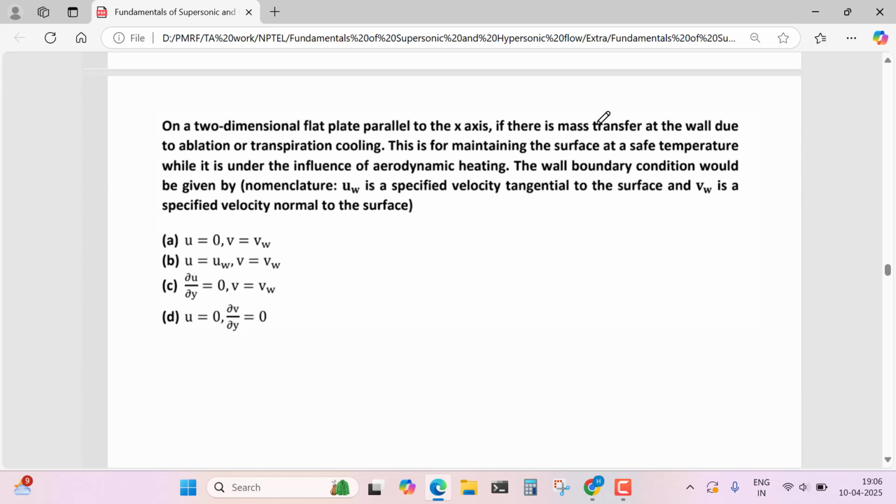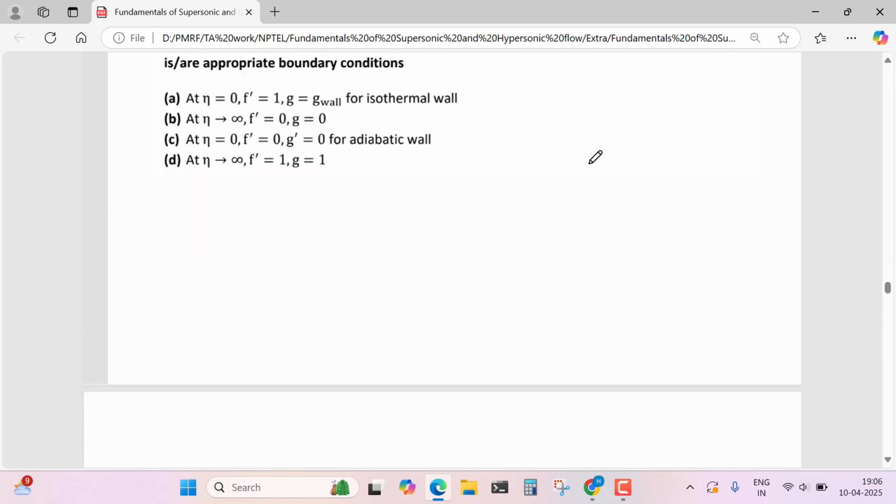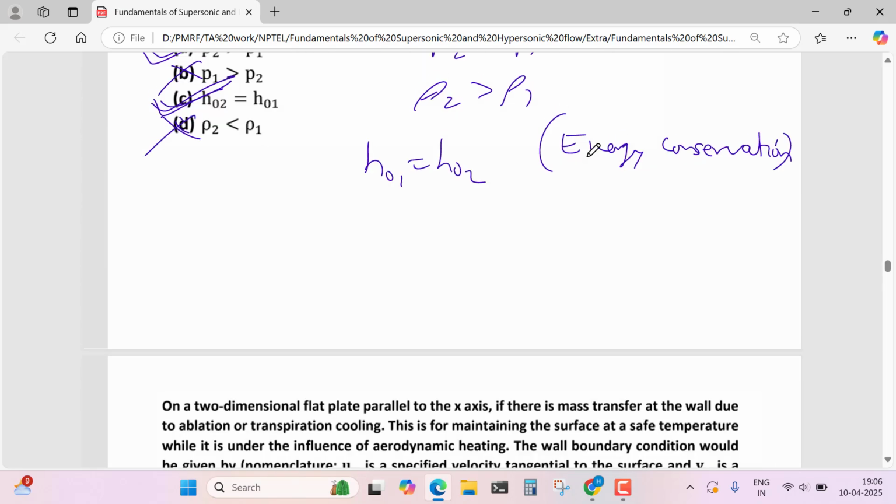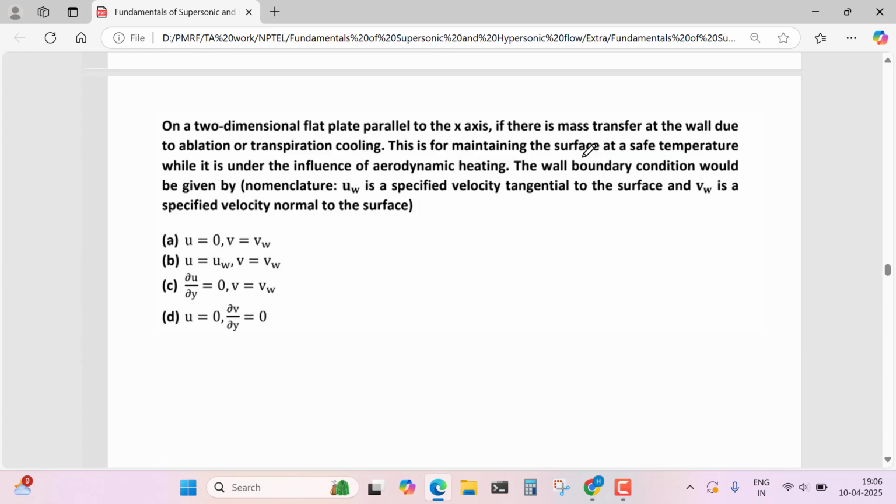Let's see the next problem. On a two-dimensional flat plate parallel to the x-axis, if there is mass transfer at the wall due to ablation or transpiration cooling, this is for maintaining a surface at a safe temperature while it is under the influence of aerodynamic heating. The wall boundary condition would be given by, with nomenclature, UW a specified velocity tangential to the surface, and VW the specified velocity normal to the surface.